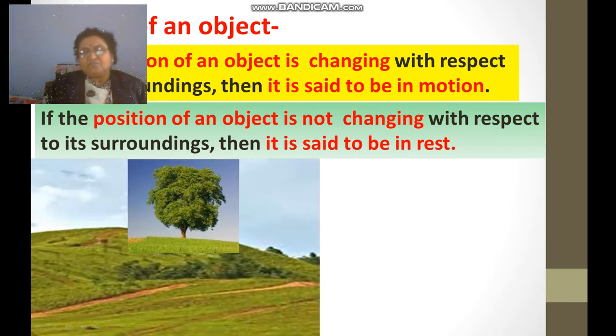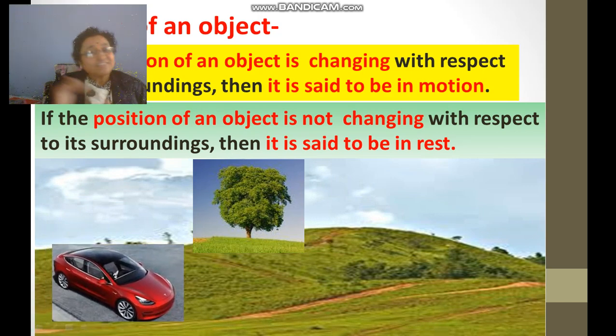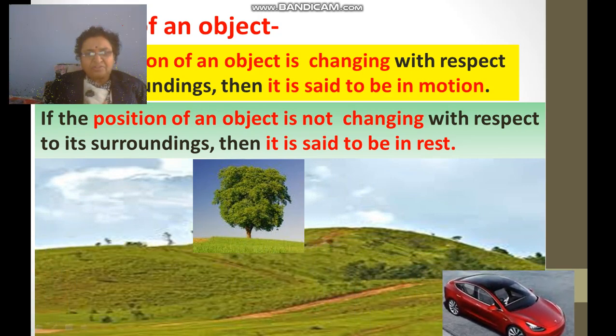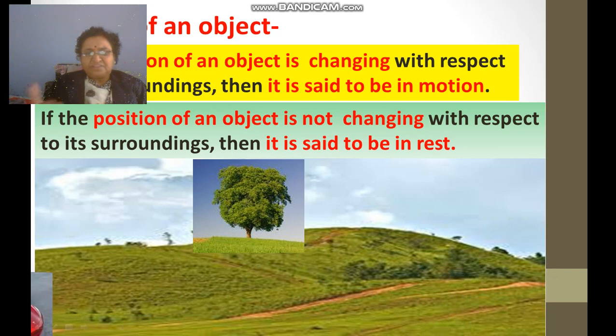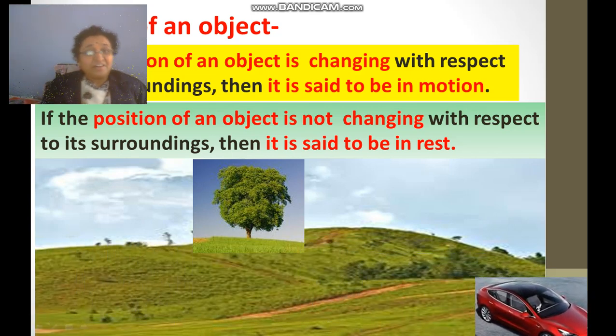See in the picture what you can see. The car is coming now. According to the car, the tree is steady. Again see, here what happened, the position of an object means car is changing with respect to the tree, and so we say that the car is in motion. And vice versa, if the position is not changing, then we can say that it is in the rest.